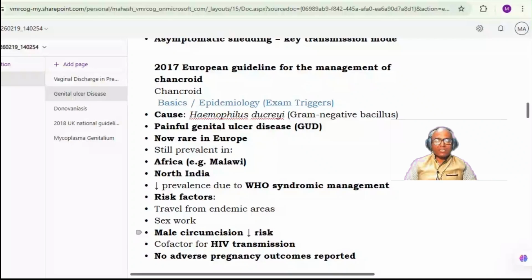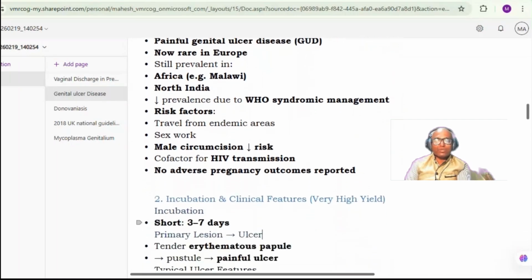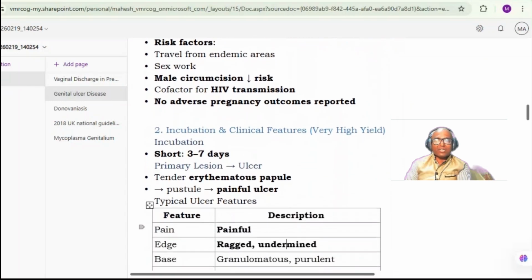So we discuss the next guideline, that is the 2017 European guideline for the management of chancroid. Okay, let us see certain basic things. The cause of chancroid is Haemophilus ducreyi, a gram-negative bacillus. It causes painful genital ulcer disease, that is GUD. It is now rare in Europe, but still common in certain parts of Africa and northern India. The risk factors are travel to endemic areas or sex work.